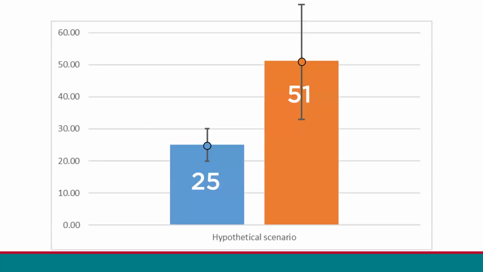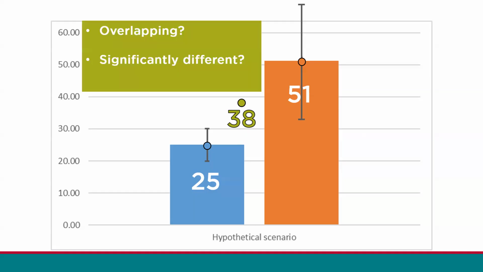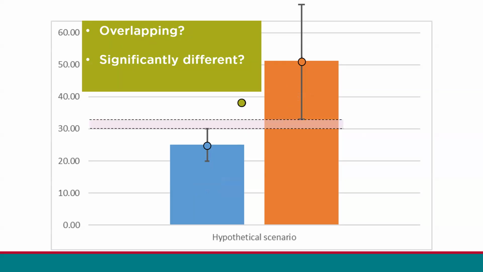Let's take this hypothetical chart. The blue column is a value of 25, while the orange is at 51. That is the average value of all of the data that we have in this data set. If we're given a data point that has the value of 38, would we know which group it belongs to? We have to ask two main questions. Are the error bars overlapping, and are the two data sets significantly different?